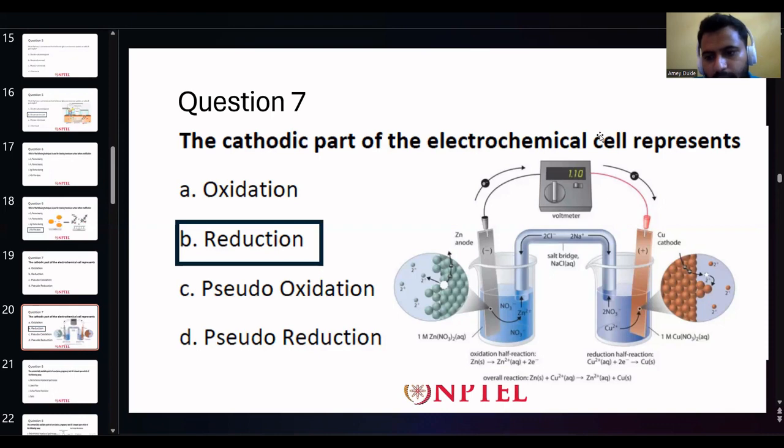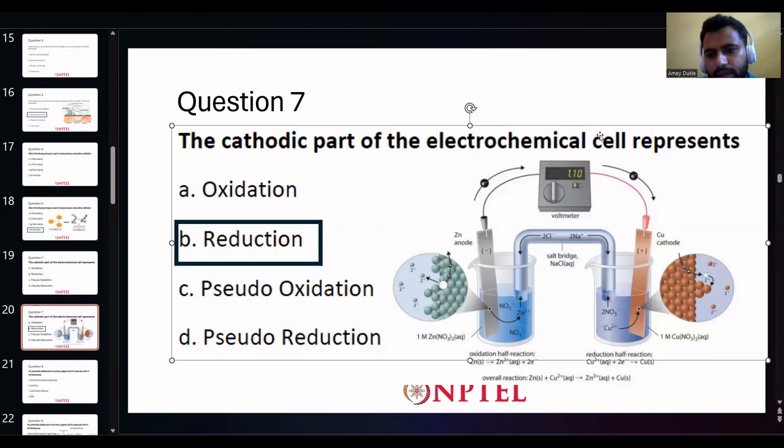So very important. In an electrochemical cell, there are two electrodes, cathode and anode. At the anode there is oxidation happening, and at the cathode there is a reduction happening. So it is very important to remember it. Just remember the word CARE: Ca, cathode, reduction. So when you know the cathode is reduction, you can easily know the anode is oxidation.